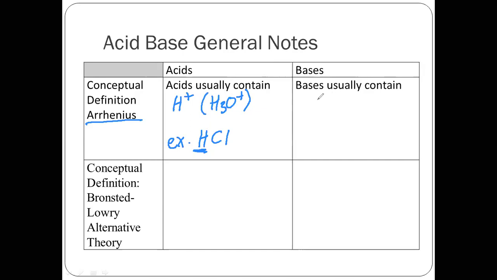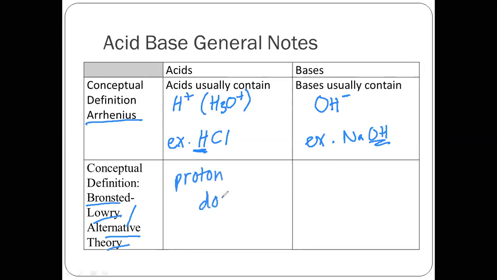Bases increase the hydroxide concentration. So bases generally have an OH minus, for example, NaOH. So bases end in OH unless it's a carbon with an OH, and then it's an organic alcohol. Okay, the next one is called the Bronsted-Lowry theory or the alternative theory. Acids are proton donors, which is just another way of saying hydrogen, and bases are proton acceptors.